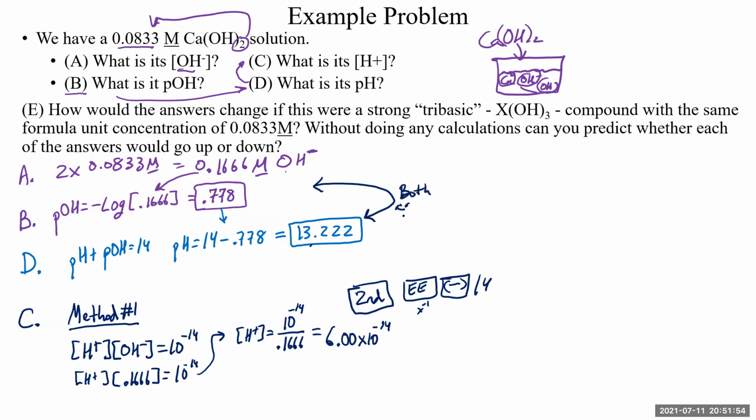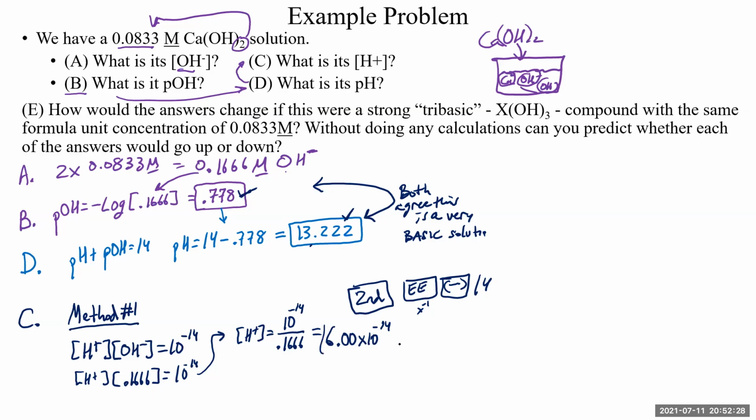Both agree. This is a very basic solution. A very low pOH and a very high pH are both saying the same thing: very basic, high concentration of hydroxide ions. Okay, so 6 times 10 to the -14. This is a very, very low, practically zero concentration of hydrogen ions. Okay, so that's one way.